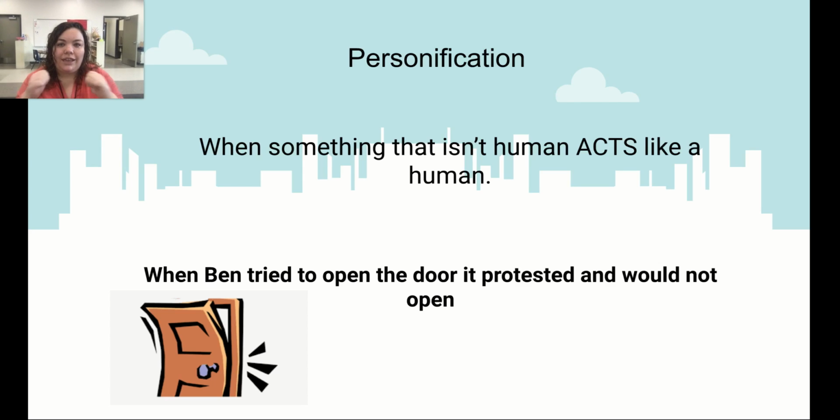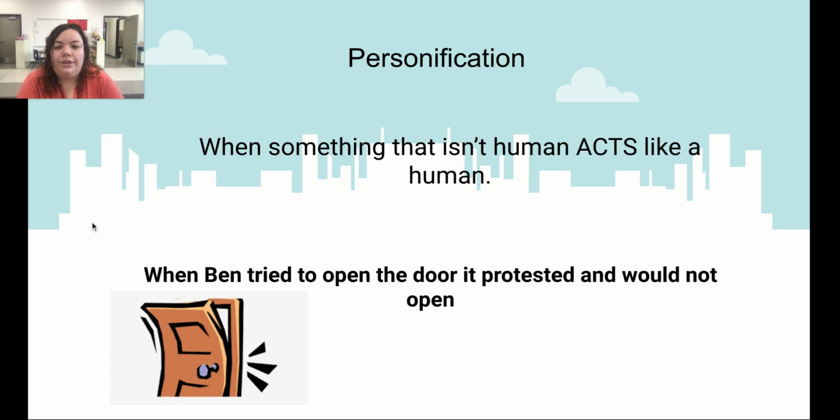So personification is when something that isn't human acts like a human, or you could think of when something that isn't alive acts alive. So personification, a good way to remember it is you see that word person at the beginning. It's something that isn't human acting human.